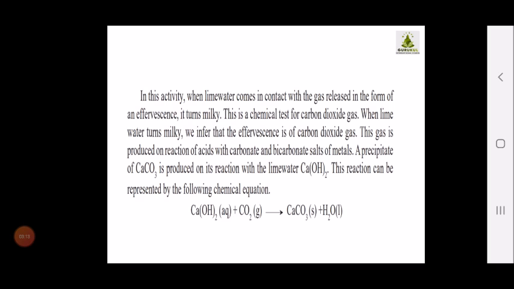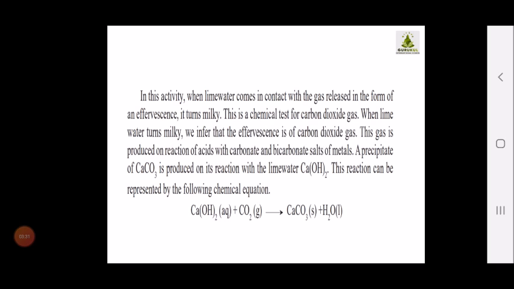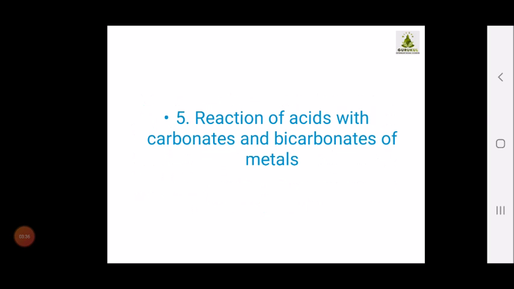So you can see that when calcium hydroxide reacts with carbon dioxide, you get calcium carbonate and water. Okay, you get CaCO3, calcium carbonate, and the water. So children, this was regarding the reaction of the acids with carbonates and bicarbonates of the metals.